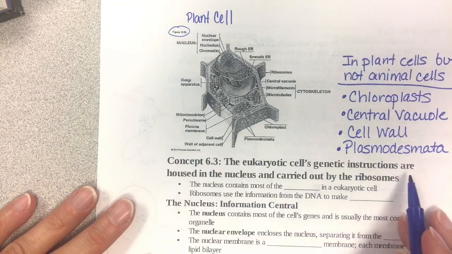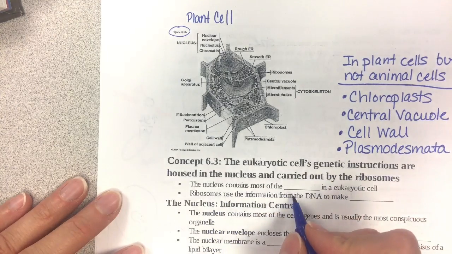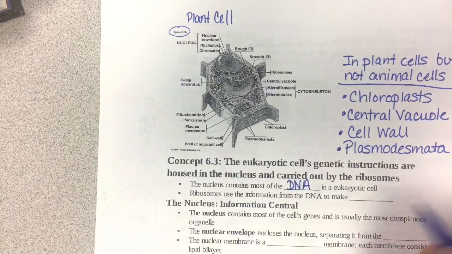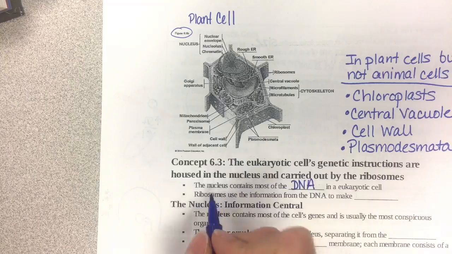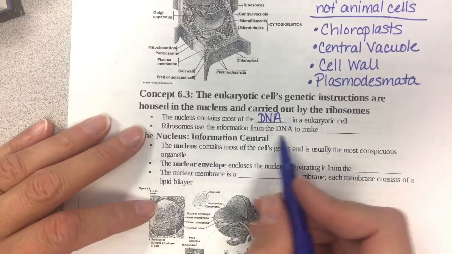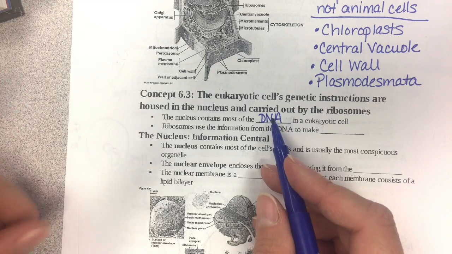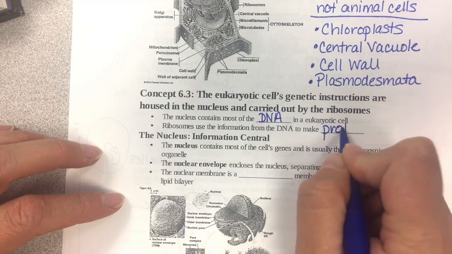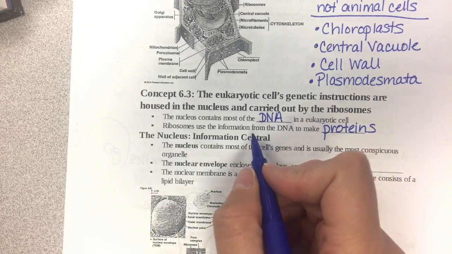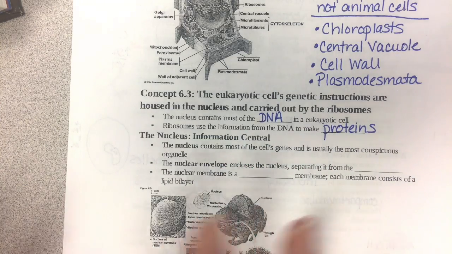So the eukaryotic cell's genetic instructions are housed in the nucleus and carried out by the ribosomes. The nucleus contains most of the cell's DNA. Most of the DNA in a eukaryotic cell, because remember, in a prokaryotic cell there's no nucleus, so the DNA is not contained in one. And then the ribosomes use the information from the DNA. The DNA contains instructions to make what? Proteins. Those instructions are copied onto a molecule of mRNA and go to the ribosomes to make proteins. All right, so that's the big picture there.